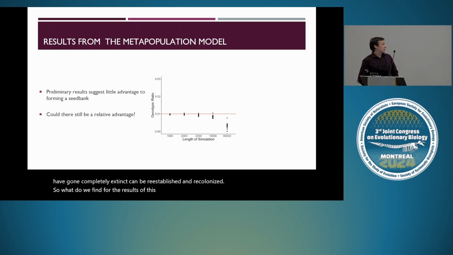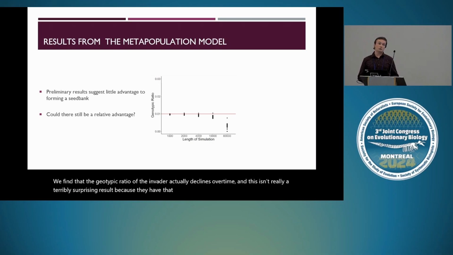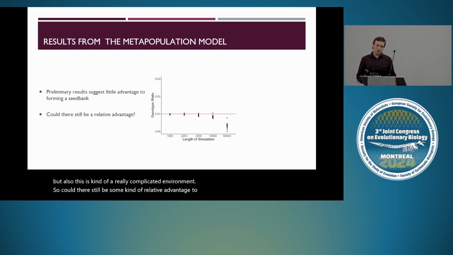Well, from the very preliminary results that we've collected so far, we find that the genotypic ratio of the invader actually declines over time. And this isn't really a terribly surprising result because they have that fitness cost associated with allocating some of their individuals into dormancy. Those dormant individuals are losing out on reproductive opportunities and basically costing the population a lot of opportunity. So it does make sense that you would have a decline. But also, this is a really complicated environment, so could there still be some kind of relative advantage to having this dormancy effect?